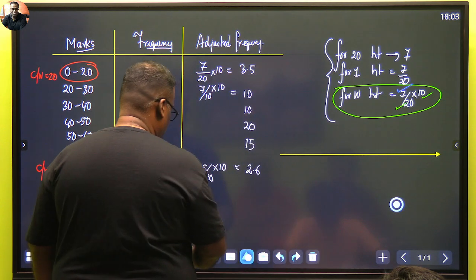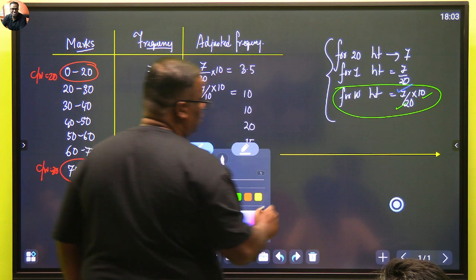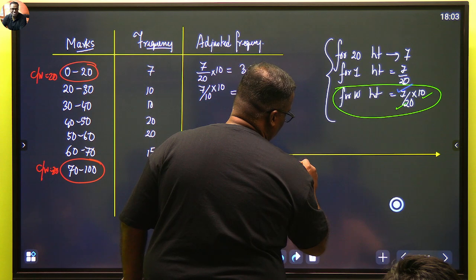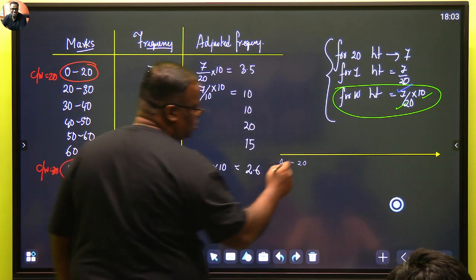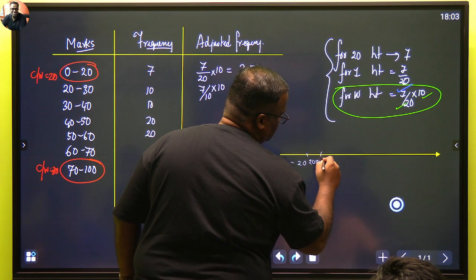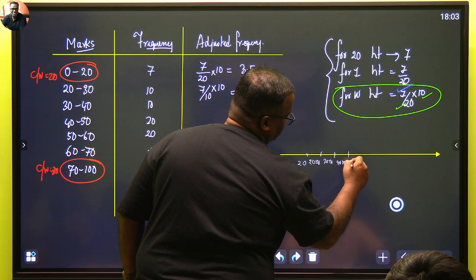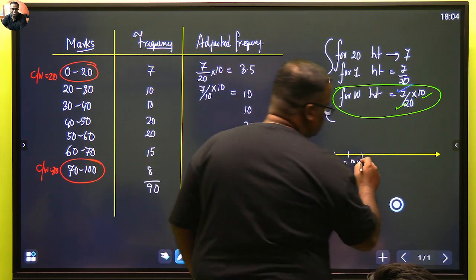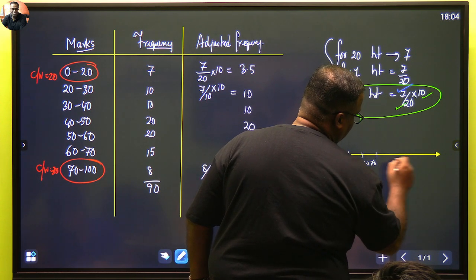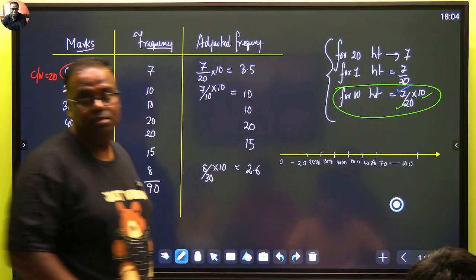So we will be writing, we'll write what is our class 0 to 20. So let's say this is 0 to 10. So we will say 0 to 20. ये दो को मिला के लिया. Next is 20 to 30. Next is 30 to 40. Then 40 to 50. 50 to 60. And then 60 to 70. Now it is 70 to 100. 1, 2, 3. So 70 to 100. ये. Do you get it?